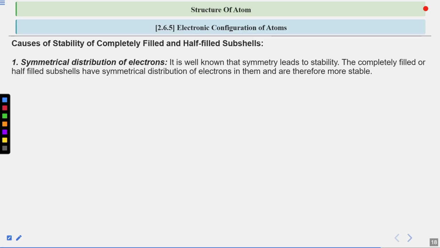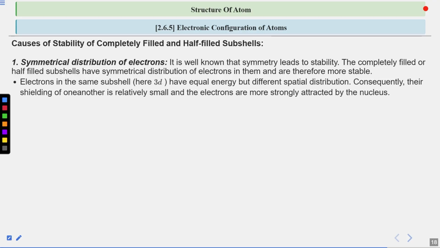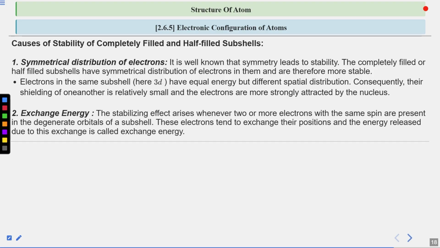What is the second thing? The second thing is the exchange energy, right? So let us try to understand that. Basically it is seen that due to the presence of half filled and full filled orbitals, there is a chance of exchange of the electron between two orbitals, which releases energy, and as a result of that, the system becomes more and more stable.